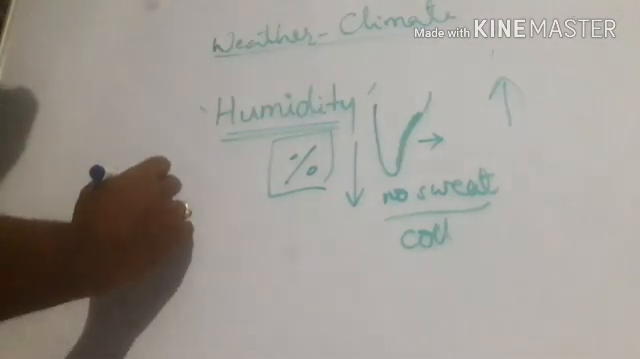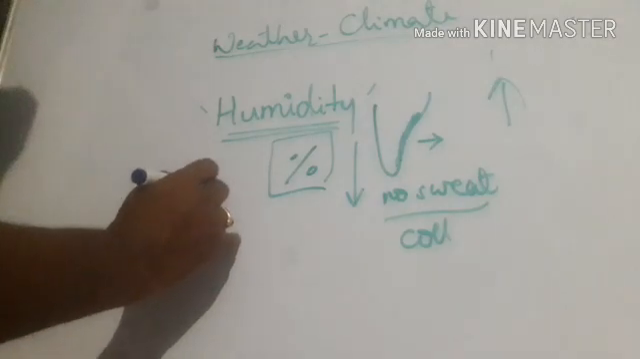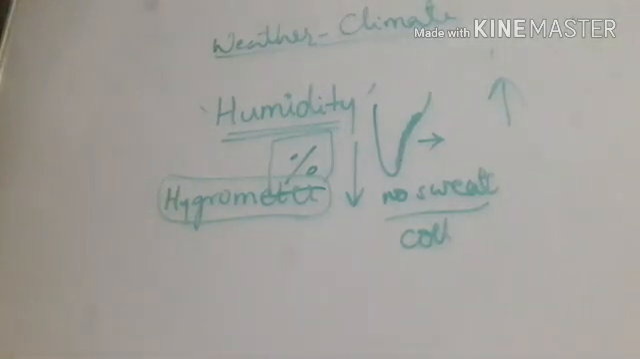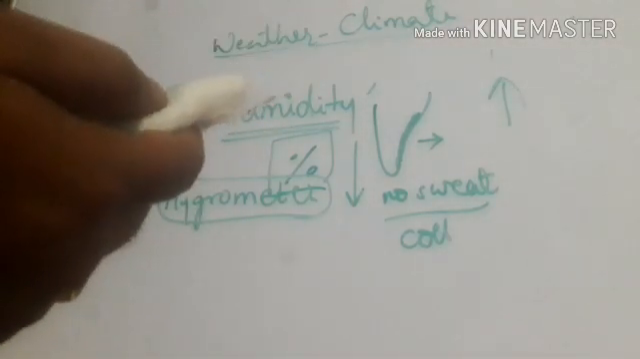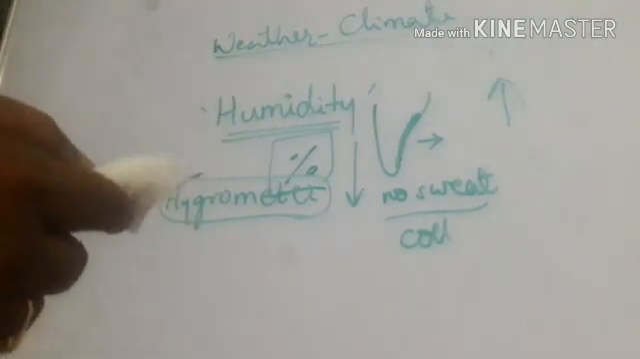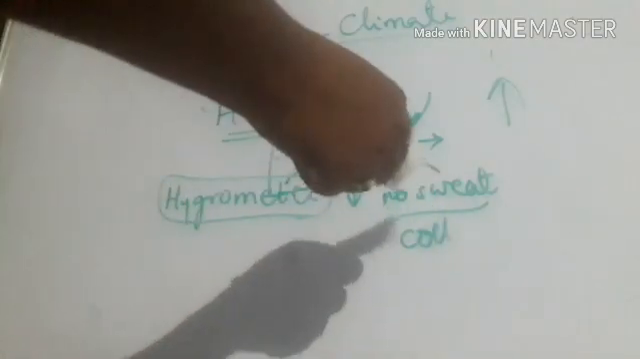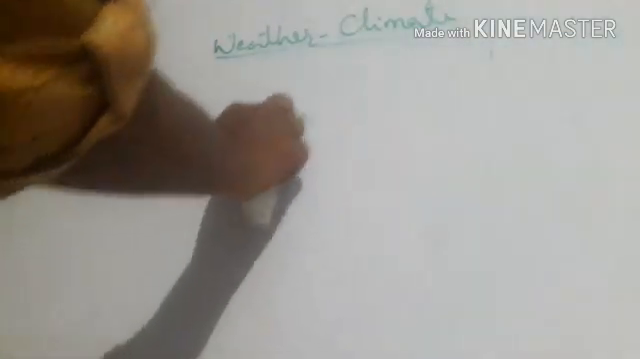Humidity can be measured by the instrument called hygrometer. We calculate the percentage of humidity by using a hygrometer. Just remember, hygrometer. Humidity depends upon the water vapor present in the air, and it is more nearby a water body area. Otherwise, if there is no water body, then it becomes less, and we will get less sweat also, right? And we completed wind, temperature, humidity. Next one is rainfall.